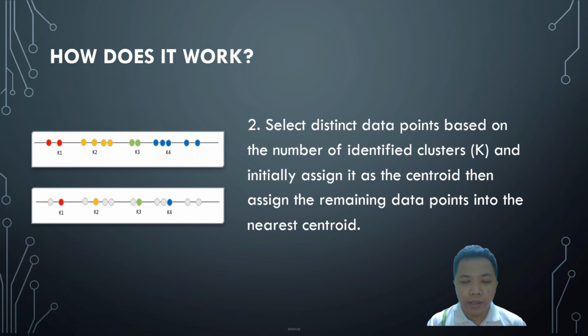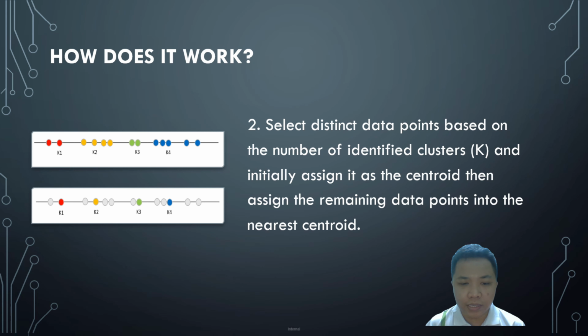For this case, I have identified four data points as my distinct data points, to be the centroids. I have here K1, K2, which is amber, K3 is the green, and K4 is the blue. After that, I'll have to assign the nearest data points to each centroid, so I can immediately cluster the data based on these distinct data points.